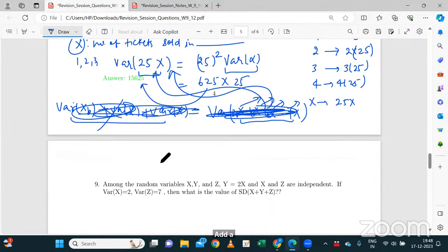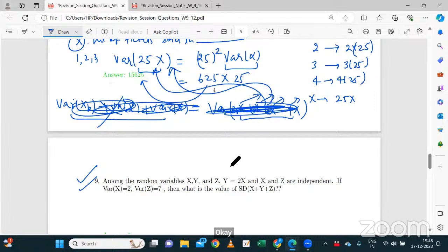Right. So the last question is from week 10. I think this is also in the activity.